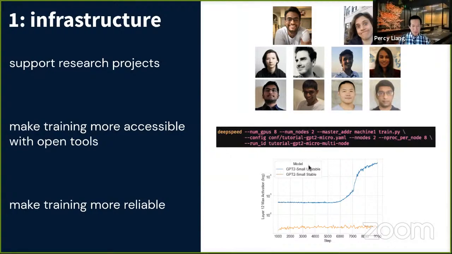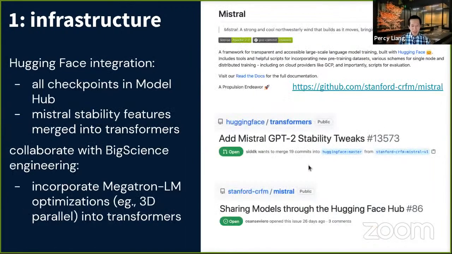Just a snapshot of where we are today. We have released Mistral, which is our code base built on top of Hugging Face, which includes tools and scripts that help one train these large models. So far, we've released a lot of different dense checkpoints of GPT-2 medium runs with different random seeds. All these checkpoints are in Hugging Face's model hub. I've almost integrated all the stability features that we discovered, which were necessary, into the Transformers code base.